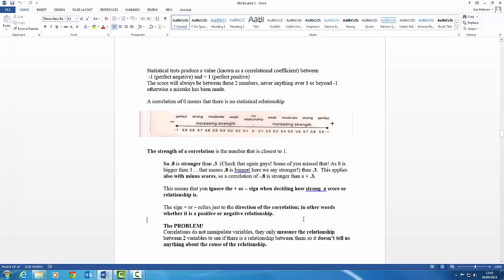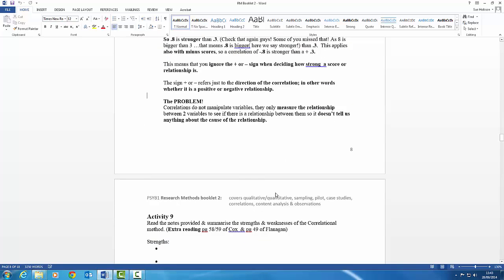Okay. So what are the problems with it? What's the main problem? The problem is that correlations don't manipulate variables. All they are doing is measuring the relationship between two variables to see if there is any relationship. So it doesn't tell us anything about the cause of the relationship.